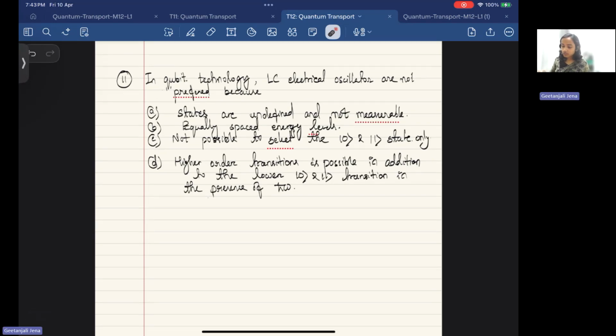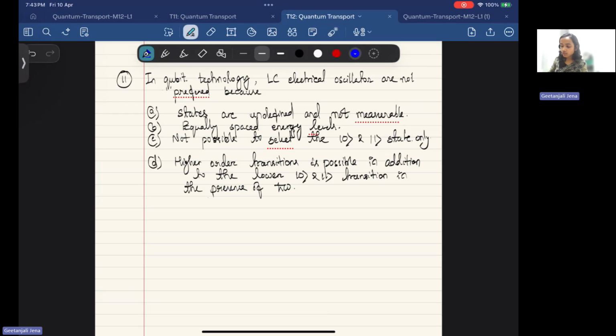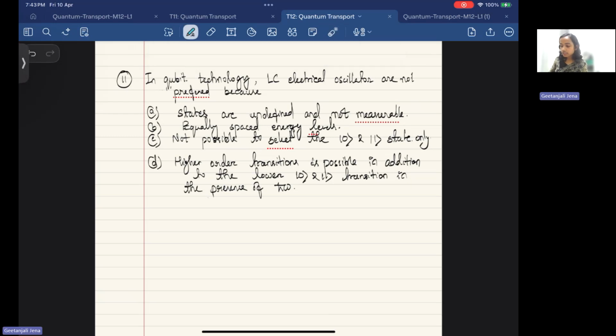Question number 11. In qubit technology, LC electrical circuits are not preferred because, option A, the states are undefined and these are not measurable. Option B, they have equally spaced energy levels. Option C, it is not possible to select the 0 and 1 states only. Option D, higher order transitions are possible in addition to the lower 0 and 1 transition in the presence of h cut omega radiation.